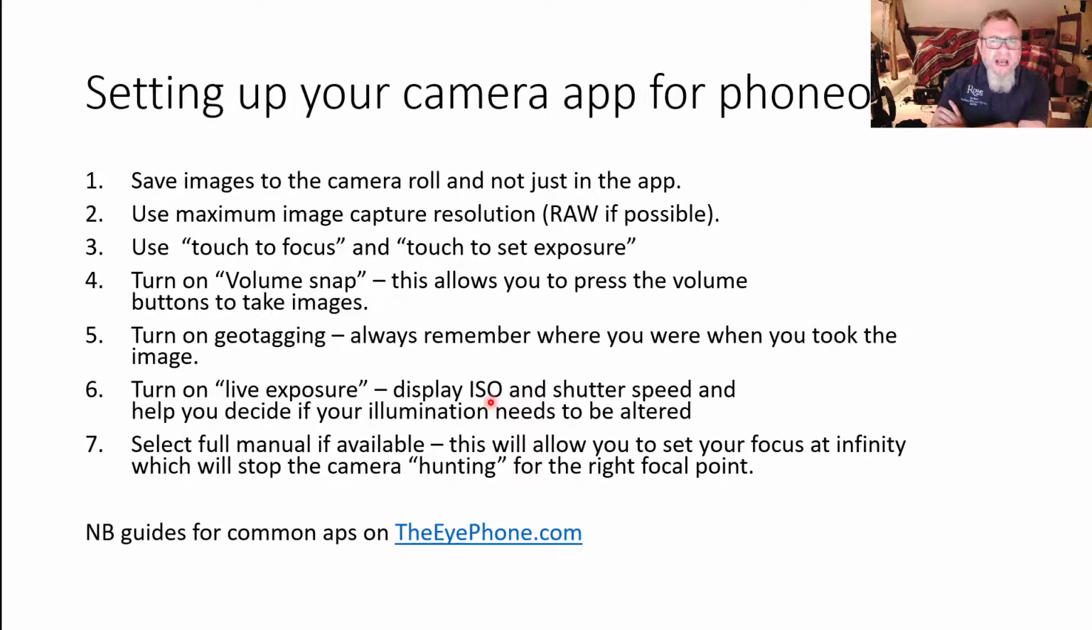Having geotagging turned on helps, particularly if you're seeing equine cases or large animal cases, because you actually remember where you took the photograph, which is helpful when you're trying to find the picture of a dog you took at that branch surgery last month.